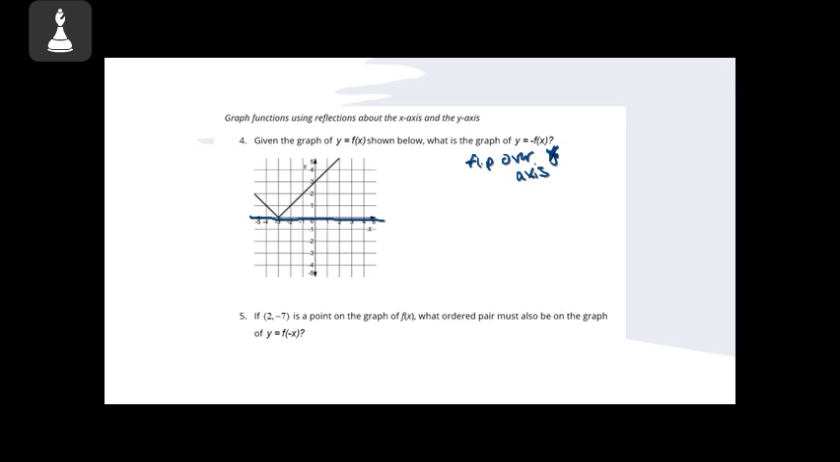So instead of going up like this, I go down. And then this one was up 1, so it's going to go down 1. 2, it's going to go down here. So I'm just making the mirror image of the graph. If I were to fold the paper on this line, the two parts would lay on top of each other.